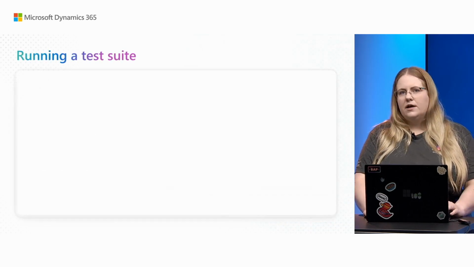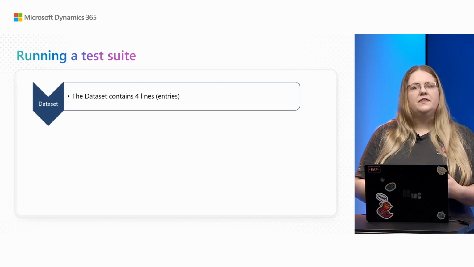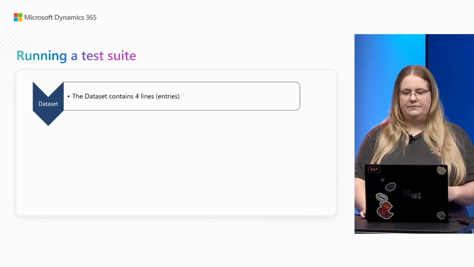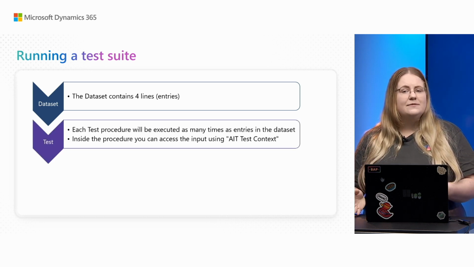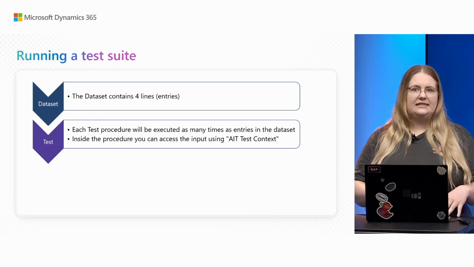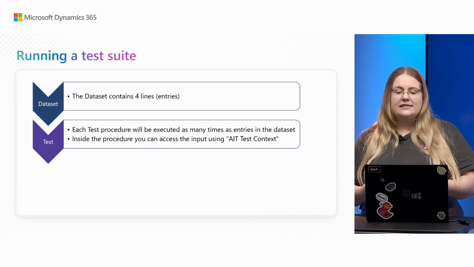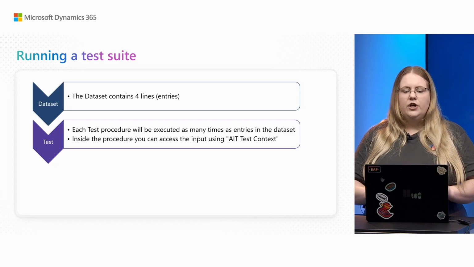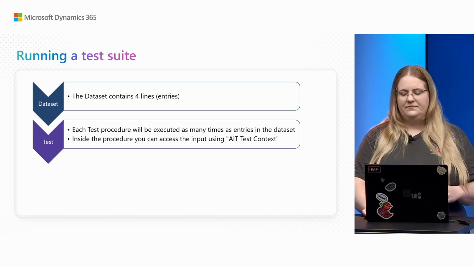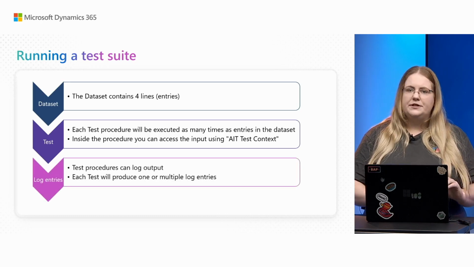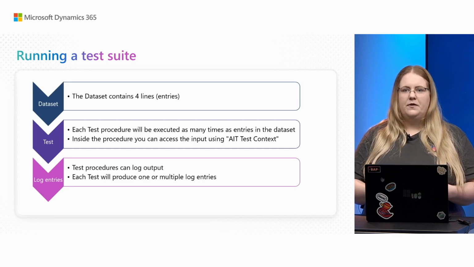So what happens when you're running a test suite? Let's imagine our dataset contains 4 lines, 4 entries. Each test procedure will be executed as many times as you have entries in the dataset. And inside your test procedure, you'll be able to access the input from your dataset using a code unit, AIT test context. Then, test procedures can log output and succeed or fail as well, of course.